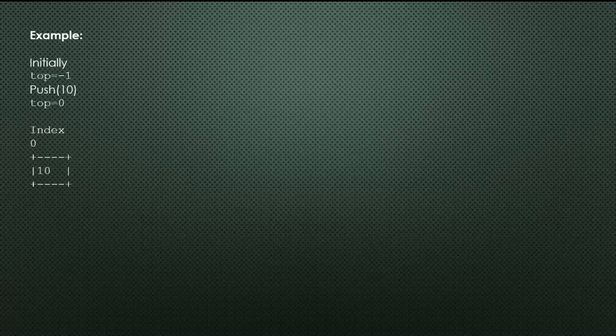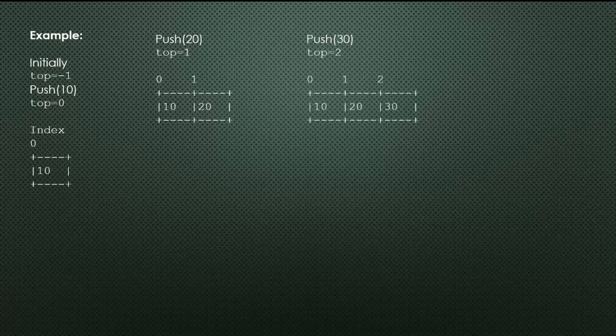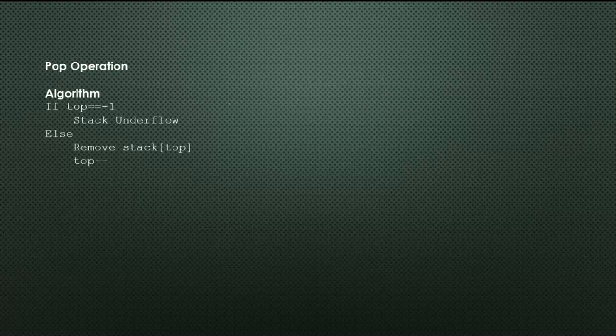Fine. Moving on, this is my example that we have already discussed. Initially, top is equal to minus 1. I am pushing 10, top becomes 0. So the stack contains element 10. I am pushing 20. Now top becomes 1. Look at the stack. There are two elements, 10 and 20. Now I am pushing 30. Top becomes 2. Fine. Right? Now there are elements 10, 20 and 30.